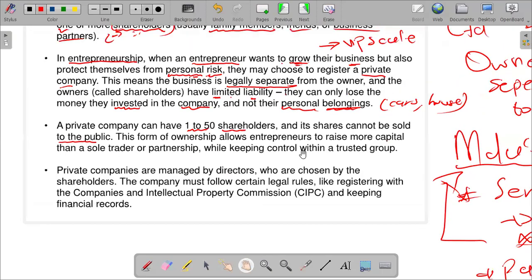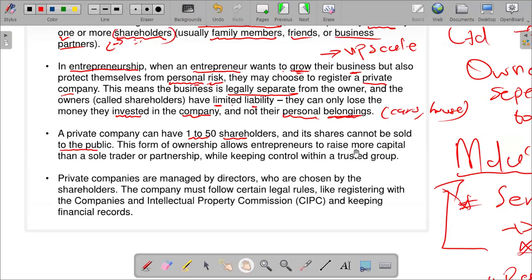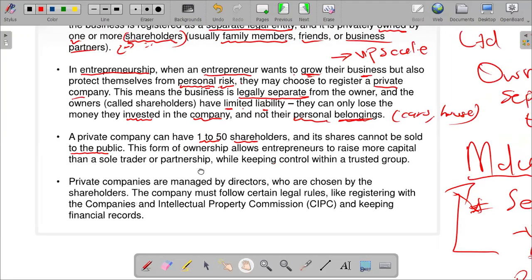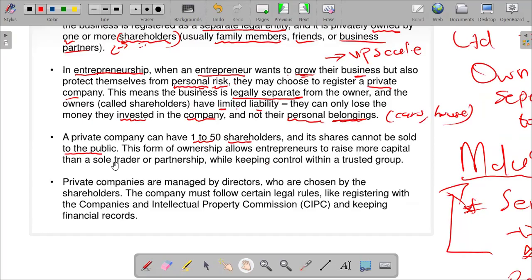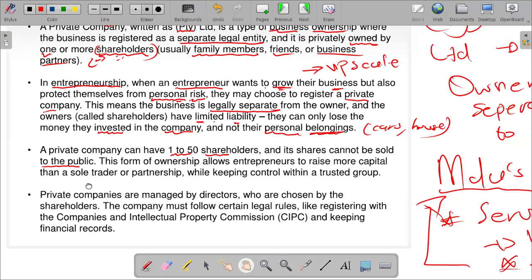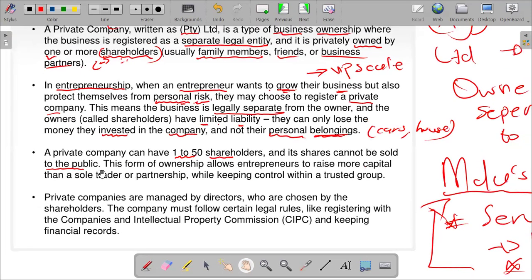This form of ownership allows entrepreneurs to raise more capital than a sole trader or partnership while keeping control within a trusted group. Why can they raise more capital? Remember, a partnership is only up to 20 partners. A sole trader is only one owner. So sole trader is one, partnership is from 1 to 20, and in a private company, you can have 1 to 50.